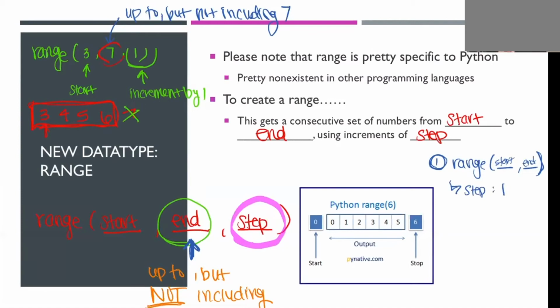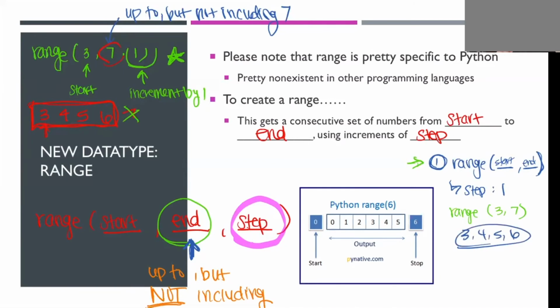So for example, if I have range 3 to 7, this works exactly the same as this right here, because the step size is 1 in the example that we just did. The step size we're assuming to be 1 in the shortcut method when you just leave out that 1. So this will give you the same exact range, 3, 4, 5, 6.